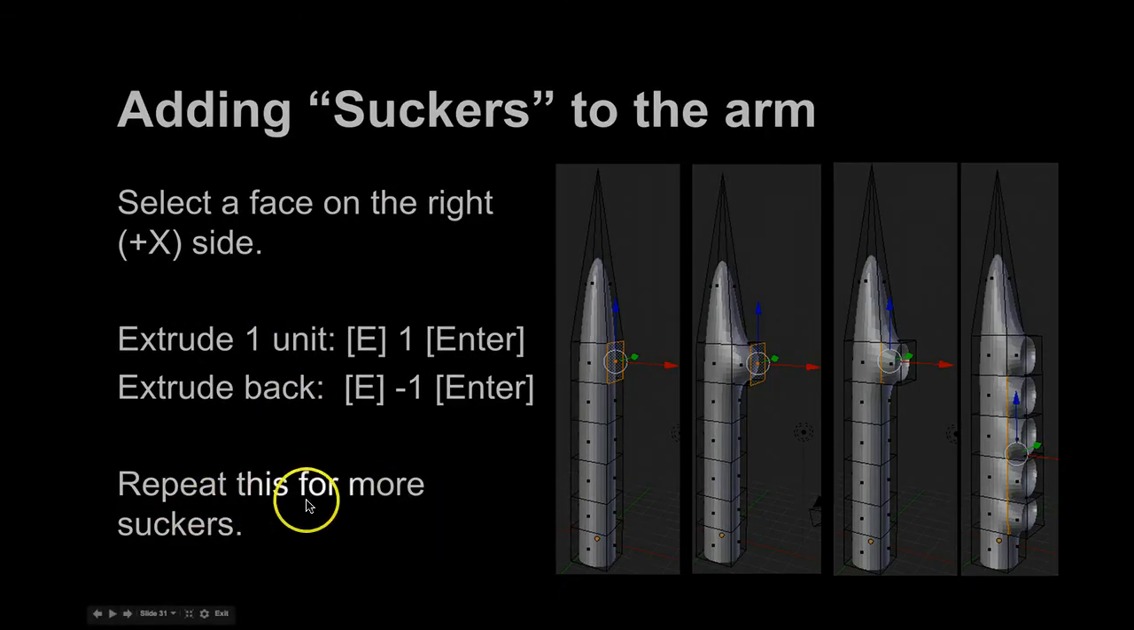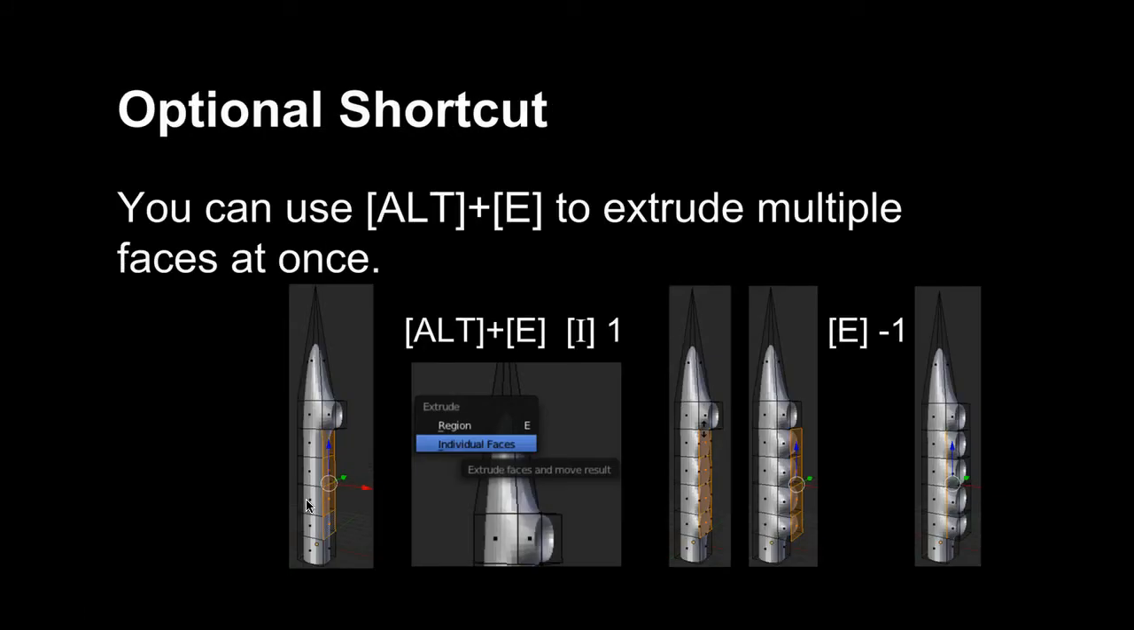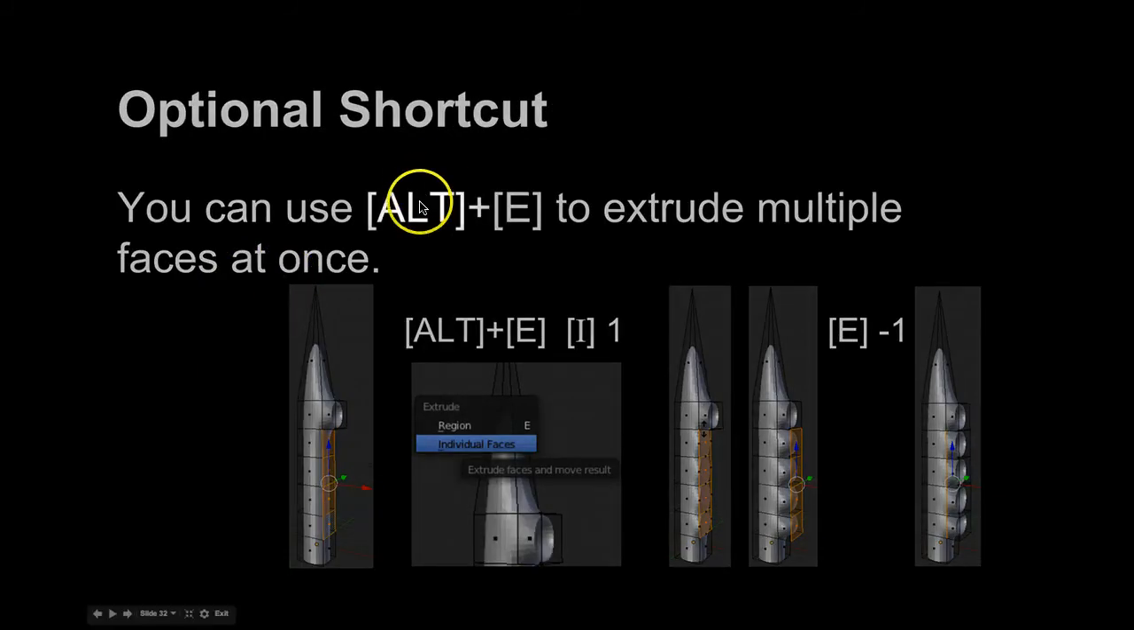Instead of repeating this more times, I'm going to take a shortcut. You can use the Alt-E key to give yourself some extra options when you extrude multiple faces. I'm going to select all of the remaining faces and press Alt-E, and I'm going to choose the individual faces option, I, and I'm going to extrude them all once, all 1 unit. Then I'm going to just press the ordinary E key and move them 1 unit back.